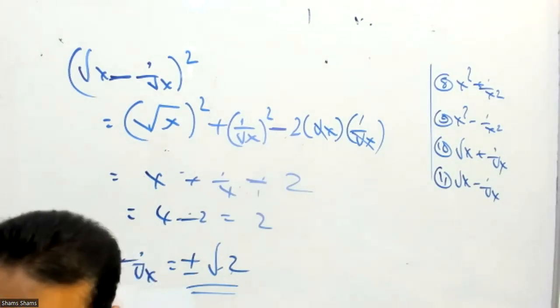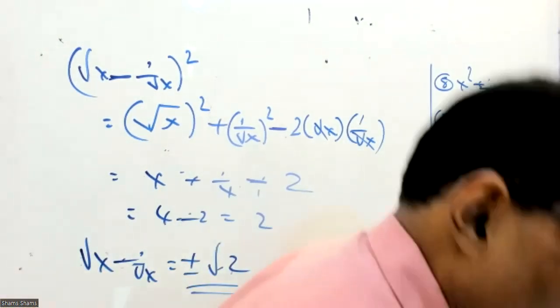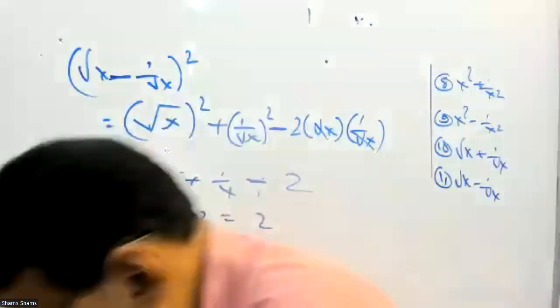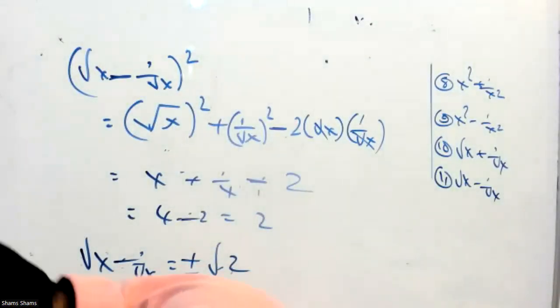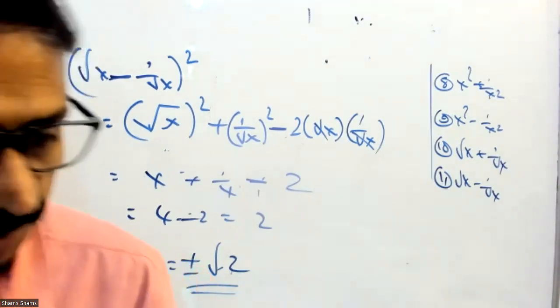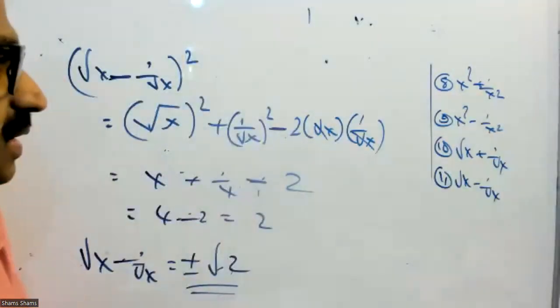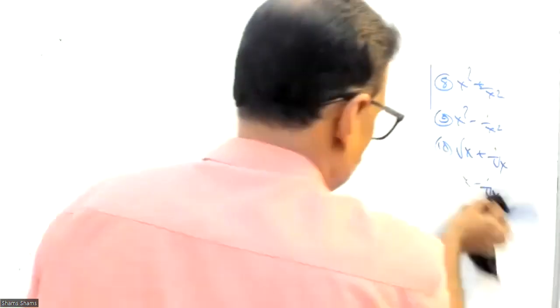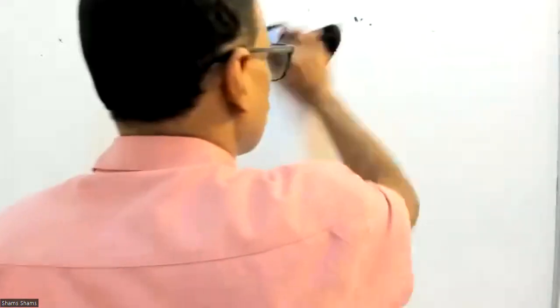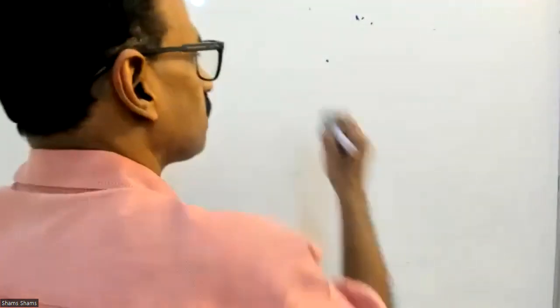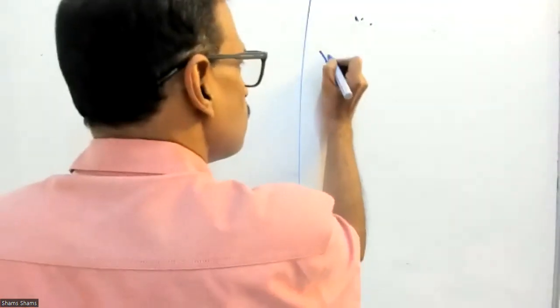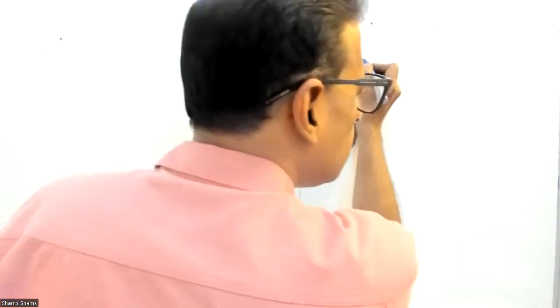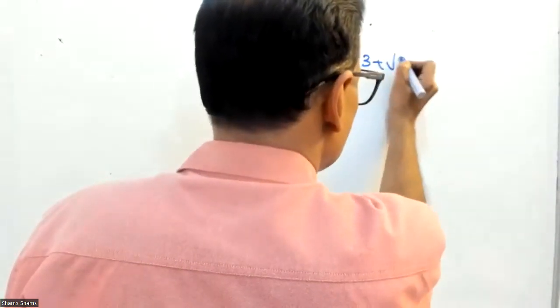So, finish all. Now I'll explain one by one. Look here. You can check whether your answer matches or not. Just read the question first. 1 by x. Okay. What is x? x is 3 plus root 8.